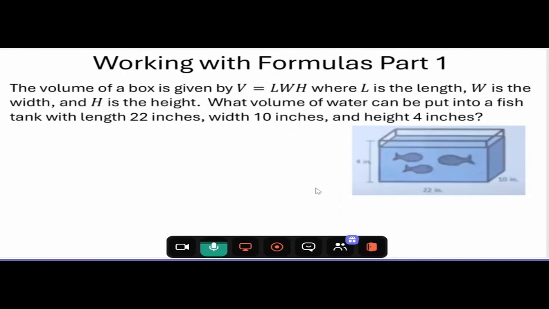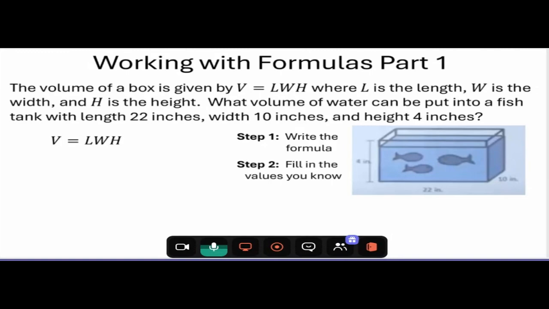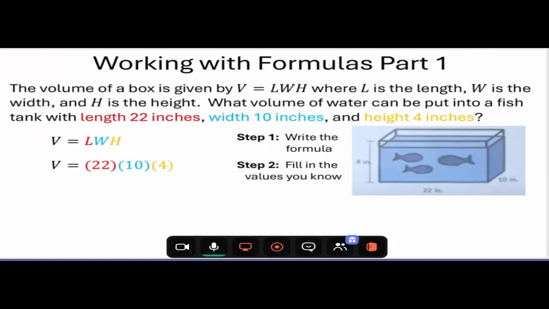Okay, so let's carry on with some more examples. The volume of a box type shape is given by the length times the width times the height, V equals LWH. And so here we have a fish tank, which has a length of 22 inches, a width of 10 inches, and a height of 4 inches. We want to know what volume of water we can pour into that tank. Step 1, write down the formula, like so. Step 2, fill in all of the values which we know, which in this case is the L, the W, and the H. So there, the length in red is 22, the width in blue is 10, and the height in yellow or orange is 4.